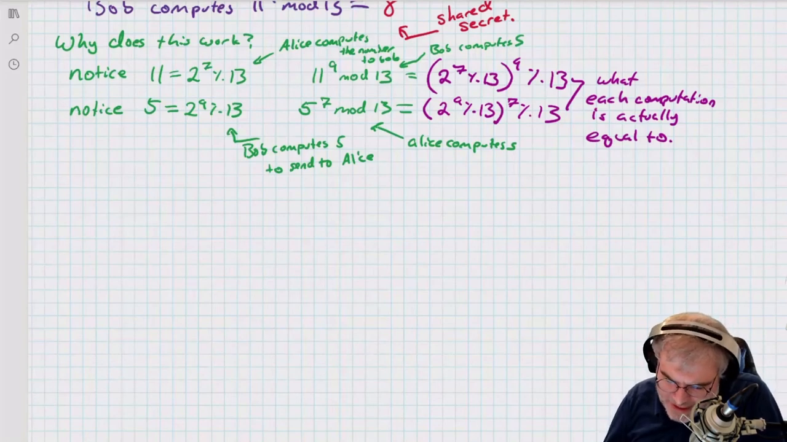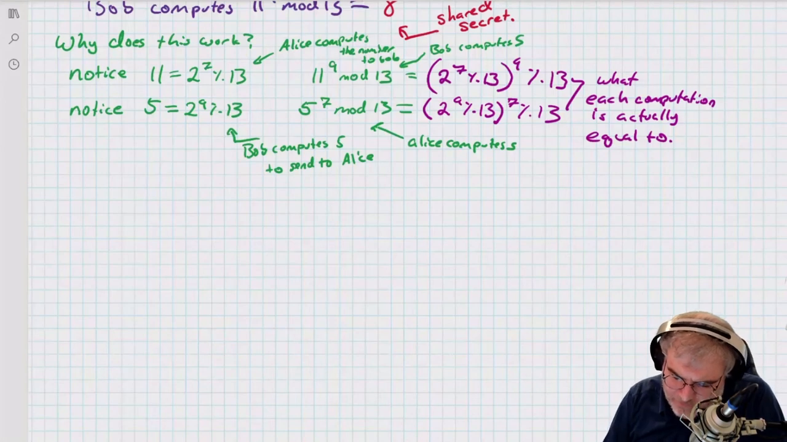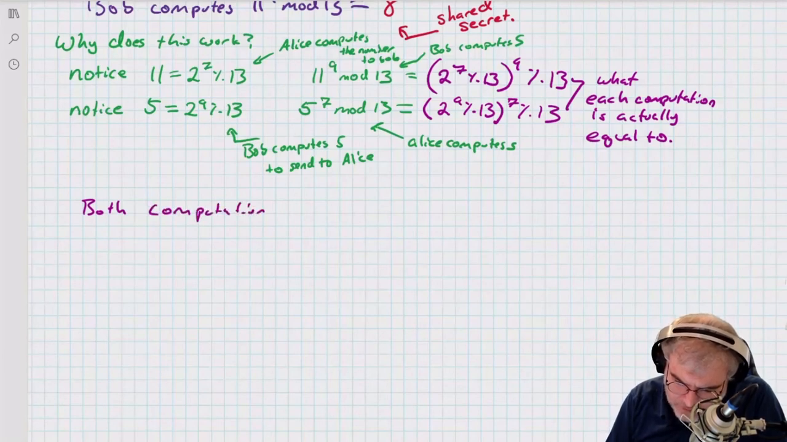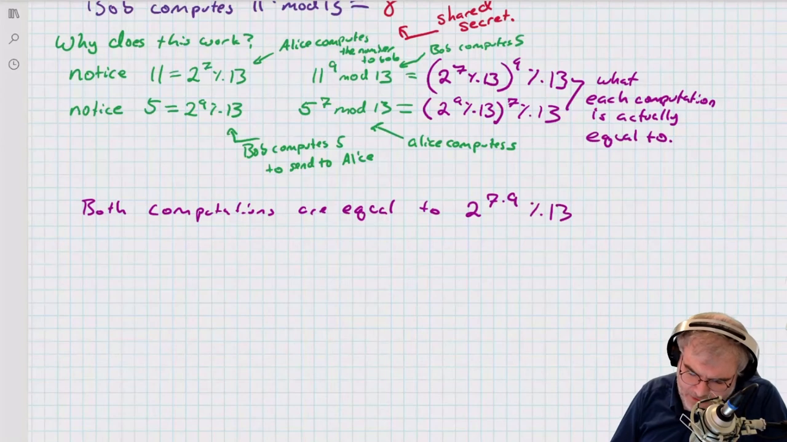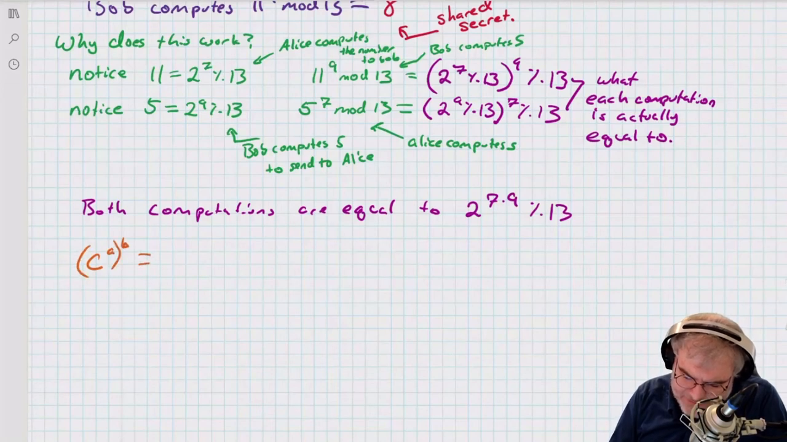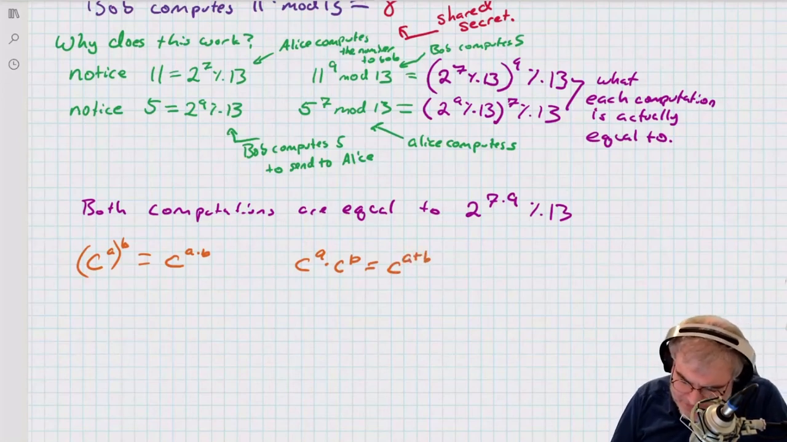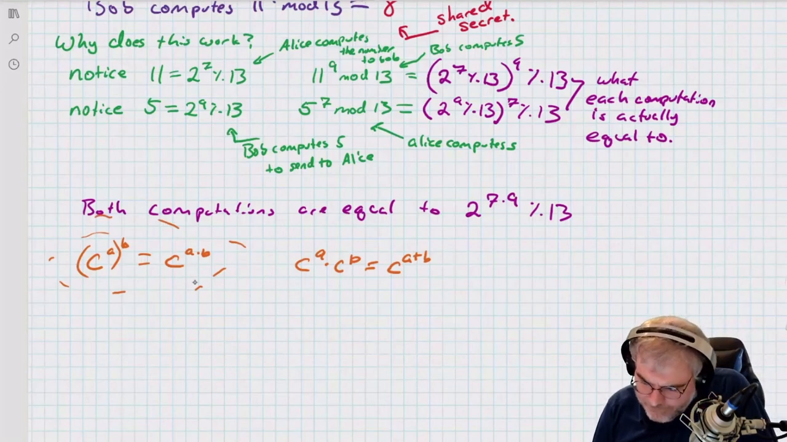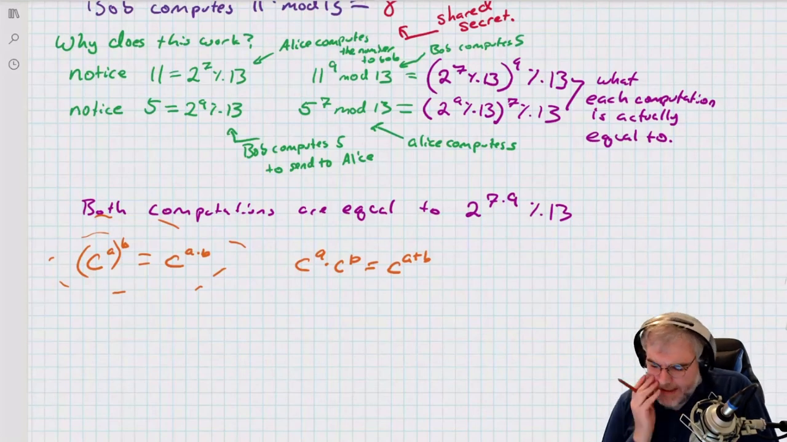Okay. So what happened is that each was actually equal to this, 2 to the 7, 9. But both computations are equal to 2 to the 7 times 9 mod 13. Okay? Remember this stuff about exponents, right? If I have c to the a to the b, that equals c to the a times b. c to the a times c to the b equals c to the a plus b. And this is the key right here. This number can be computed without knowing what the pieces were that made it.